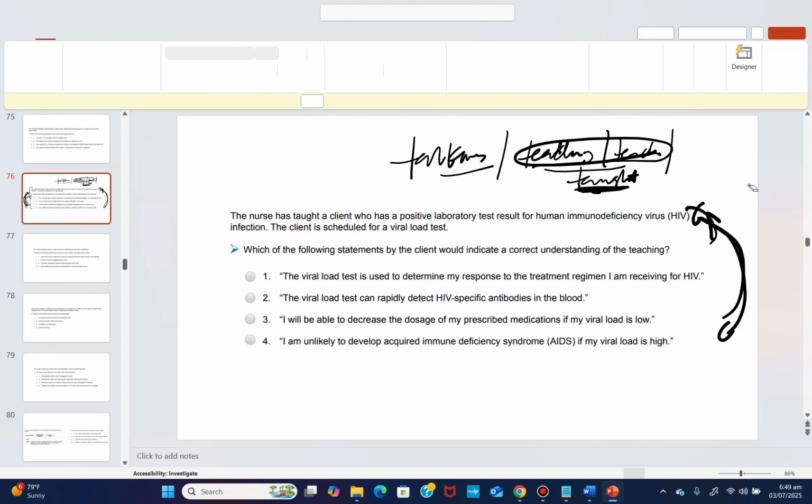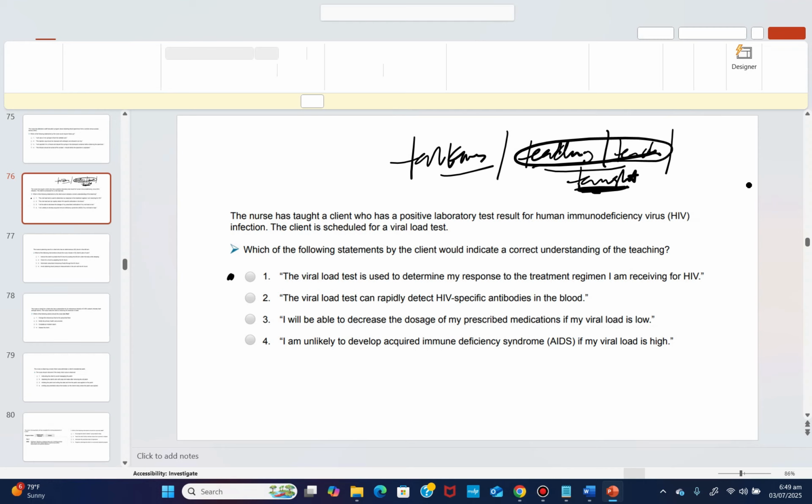The first answer is saying, the viral load test is used to determine my response to the treatment regimen I am receiving for HIV. Right. This looks like a correct answer, so I'm going to keep it. It's like a maybe right now because that's my first answer. So I cannot just jump to a conclusion and say, oh, that's my answer. No. I have to look at the other answers as well.